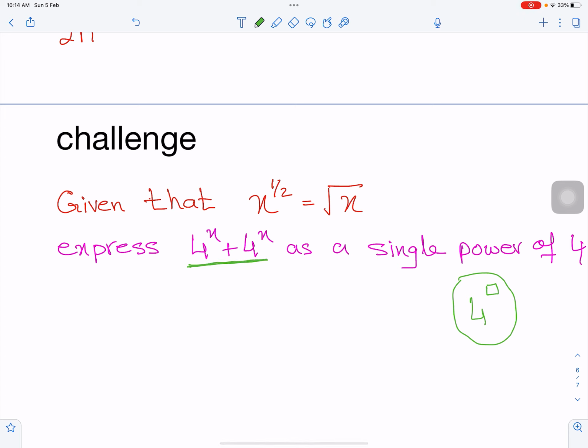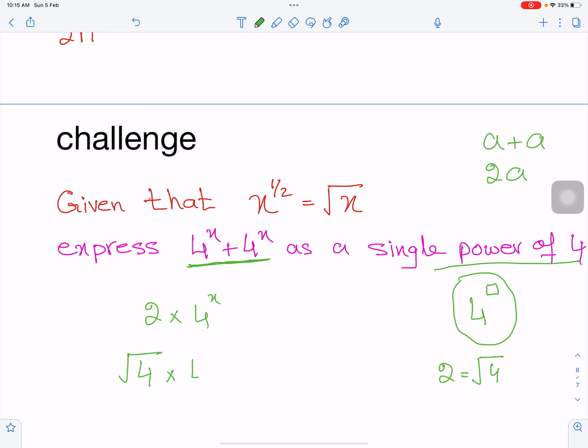So there are 2 terms, right? Same terms. So can I write it here as 2 times 4 power x? Yes or no? When you have a plus a, it means 2 times a. Agreed or not? So I can write it like this. Now 2. Can I write 2 as root 4? Is it possible? Because root 4 is 2 and I have to change everything to base 4. So I'm thinking base 4 is here. What about 2? So 2 I will replace by base root 4. Yes or no? Good now?